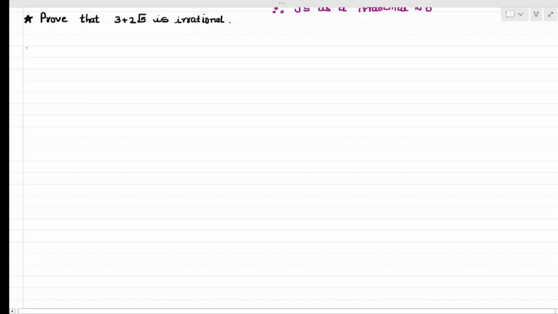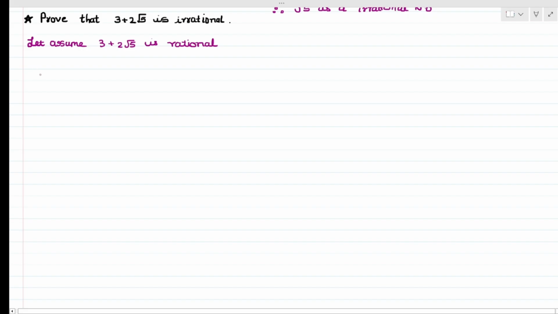How can you do so? Same method. First of all, assume. We are doing it by the contradiction method only. Okay. So let us assume that 3 plus 2 root 5 is a rational number. Okay, first of all, our first step always should be that we are considering it as a rational number.